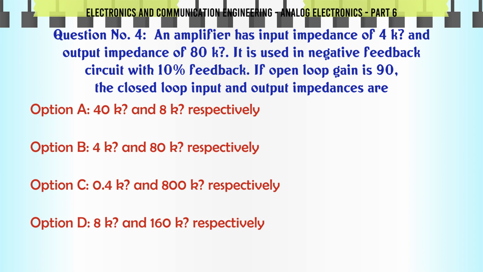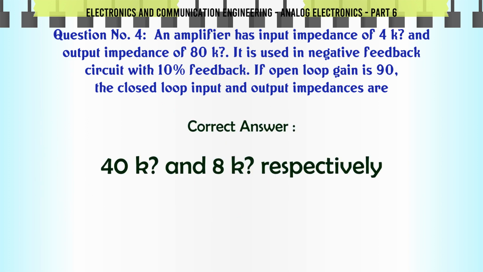A. 40K and 8K respectively, B. 4K and 80K respectively, C. 0.4K and 800K respectively, D. 8K and 160K respectively. The correct answer is 40K and 8K respectively.